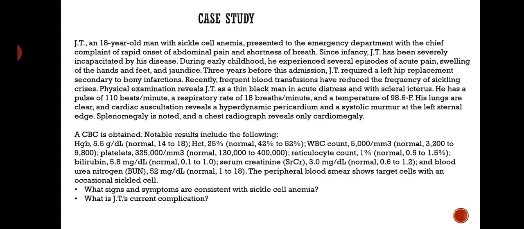On the CBC obtained, notable results include the following. Here, the hemoglobin is 5.5, which is lower, because the normal range of hemoglobin is 14 to 18, and that indicates anemia. Then the hematocrit, which measures the proportion of the RBCs, is 25%. The normal range is 42 to 52%, which indicates anemia. WBC count is 5,000, in the normal range, and so on. Let's discuss in the next slides.